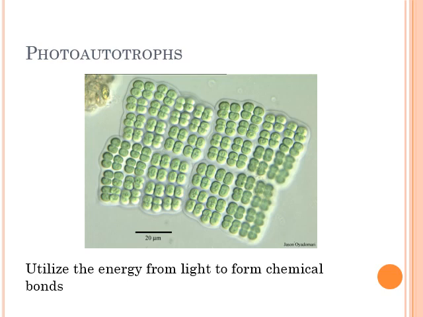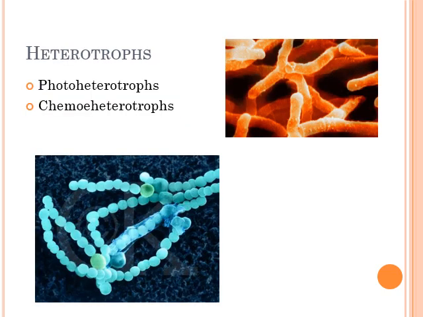Next, we have our heterotrophs, our photoheterotrophs, and our chemoheterotrophs. Again, photo means light, chemo, think chemical. And they're heterotrophic, which means they're going to require organic molecules.